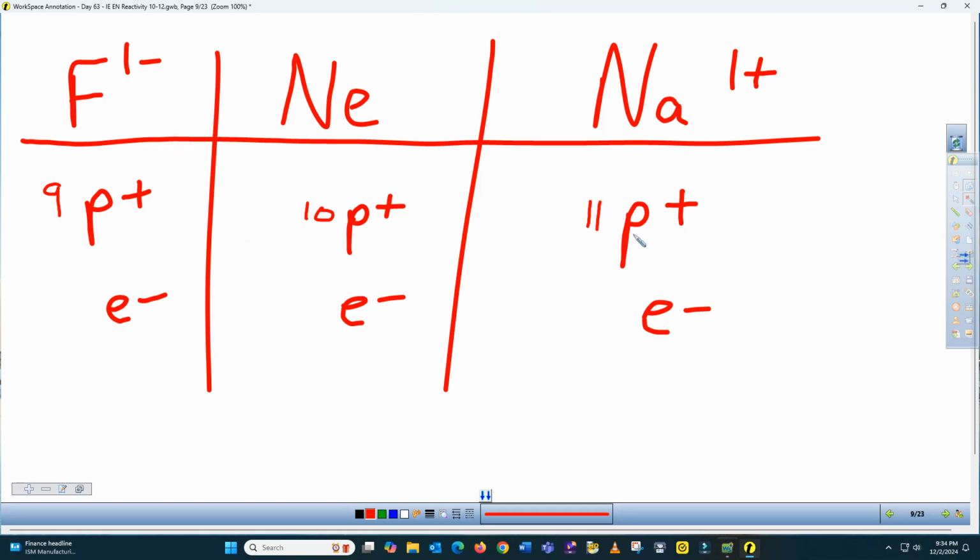So they have different numbers of protons, but fluorine, which should have 9 electrons, has a -1 charge. That means that this fluorine ion has 10 electrons.